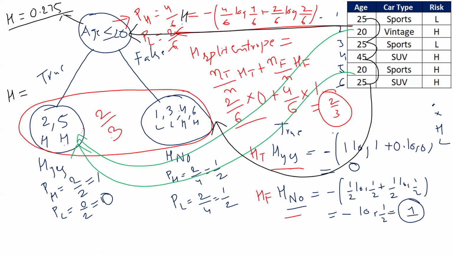Whatever it is, if this is calculated as log 2, and this is also calculated as log 2, this comes down to 2 by 3 log 2, right? No. 4 by 6 into log 2 to the power of minus 1.